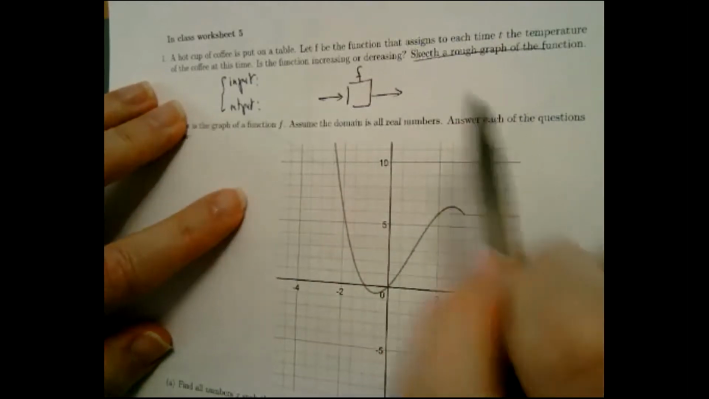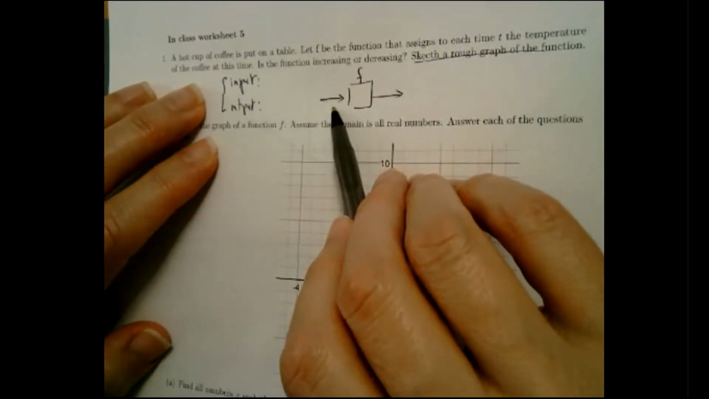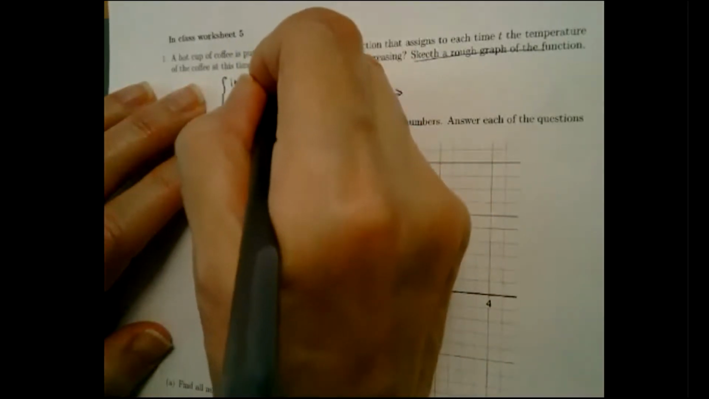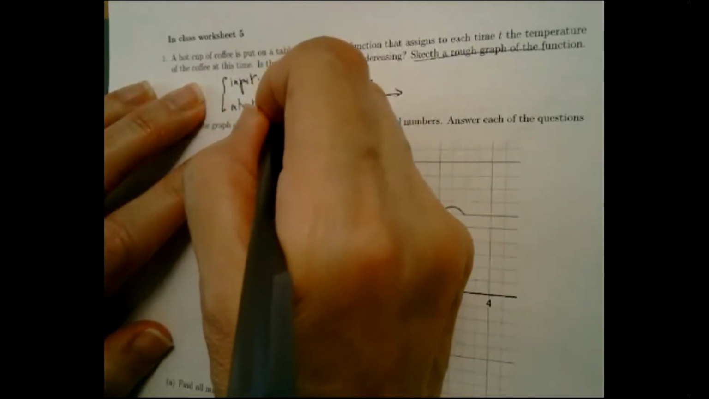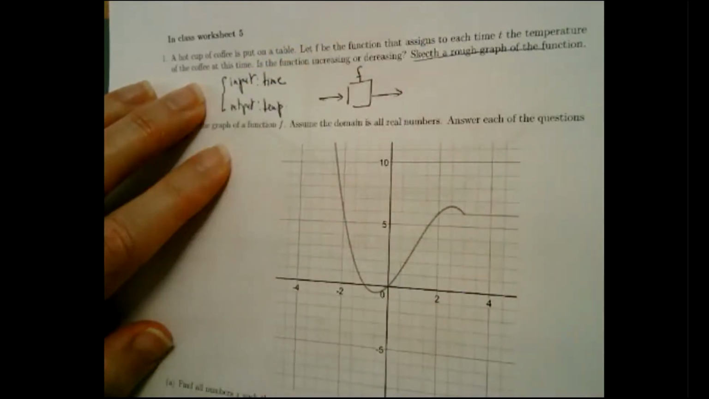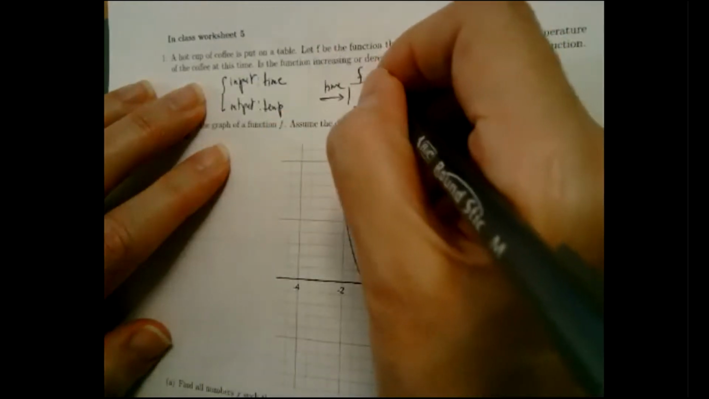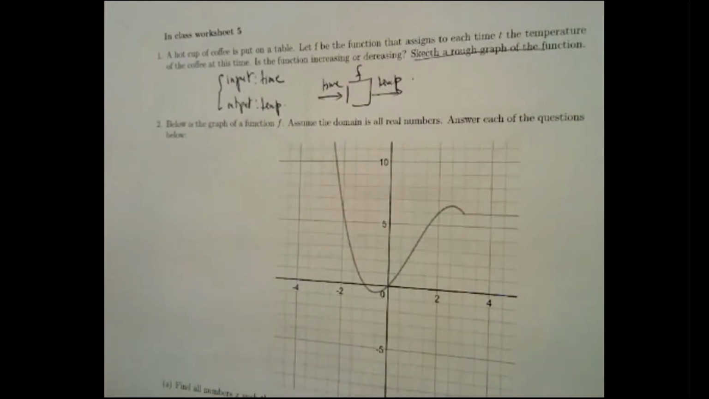So what is f doing? Assigned time to temperature. Okay, so my input is the time. My output is the temperature of the coffee. Okay, so we input time, we output temperature. Okay, so is the function increasing or decreasing, quickly?